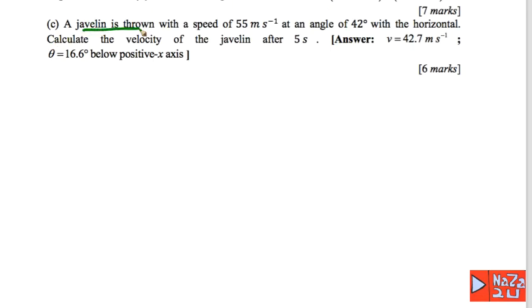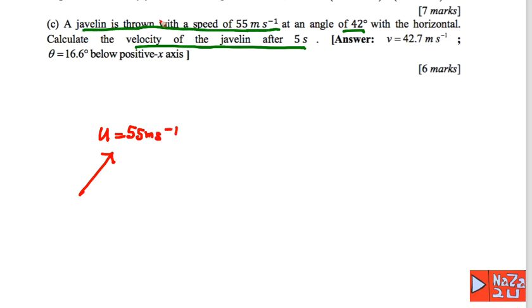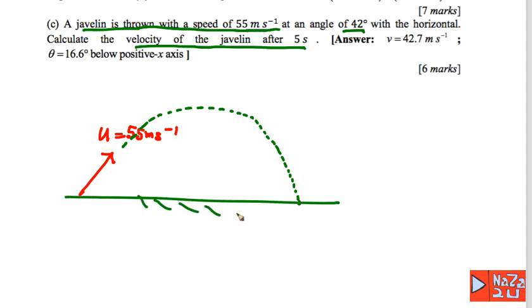A javelin is thrown with speed 55 meters per second at an angle of 42 degrees with the horizontal. Calculate the velocity of the javelin after 5 seconds. So if you draw the situation given by the question, let's say this is the javelin, this is the initial speed u, 55 meters per second, thrown upward from the horizontal, and this is the path of the motion of the javelin, and let's say this is the ground surface.